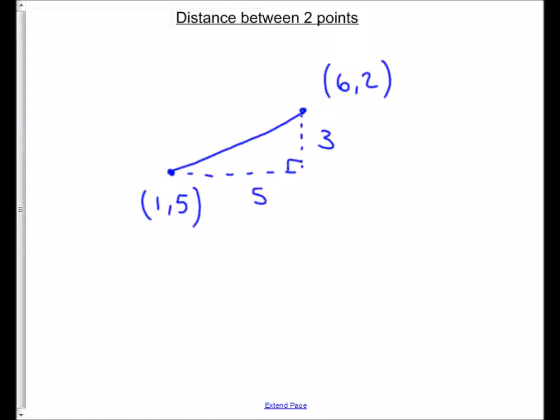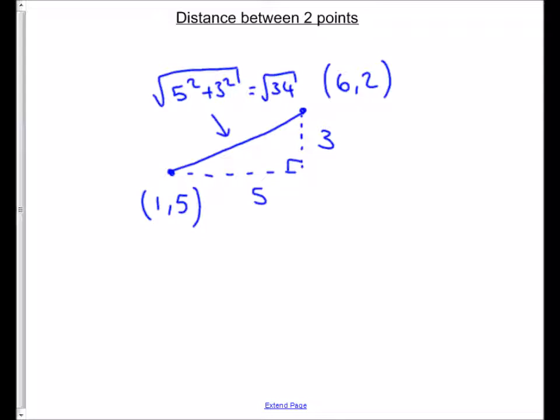And then I can just use Pythagoras. I can say that the length of this side is going to be equal to the square root of 5 squared plus 3 squared. Well, 5 squared is 25, 3 squared is 9, so this is the square root of 34.